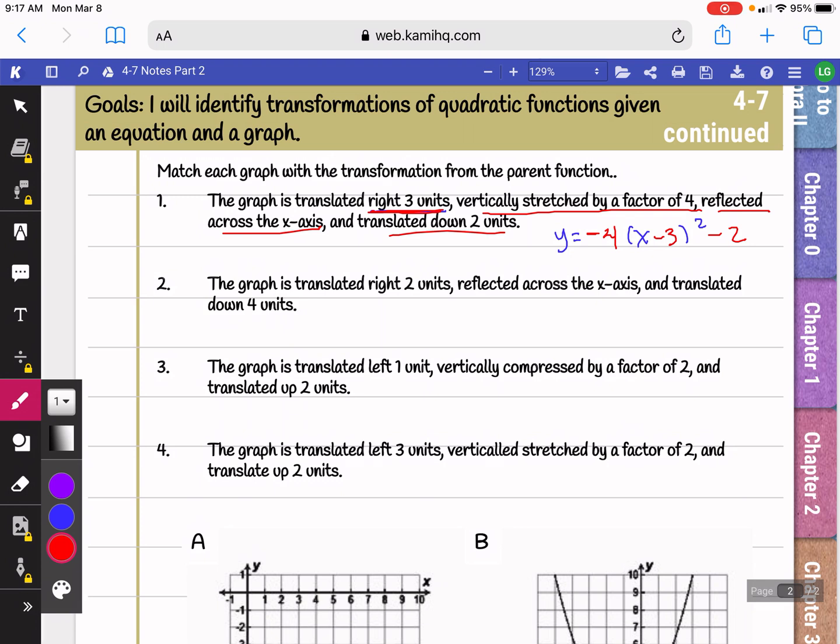We can tell several things from that. We know the graph's going to be going initially down 4 units, right 1. We can also tell that the vertex is at 3, negative 2. So there's just different things you can see there.